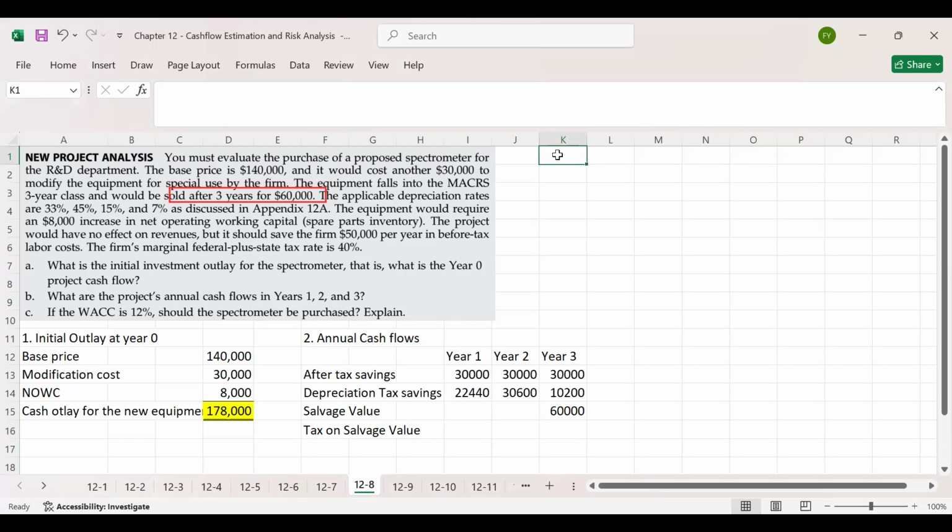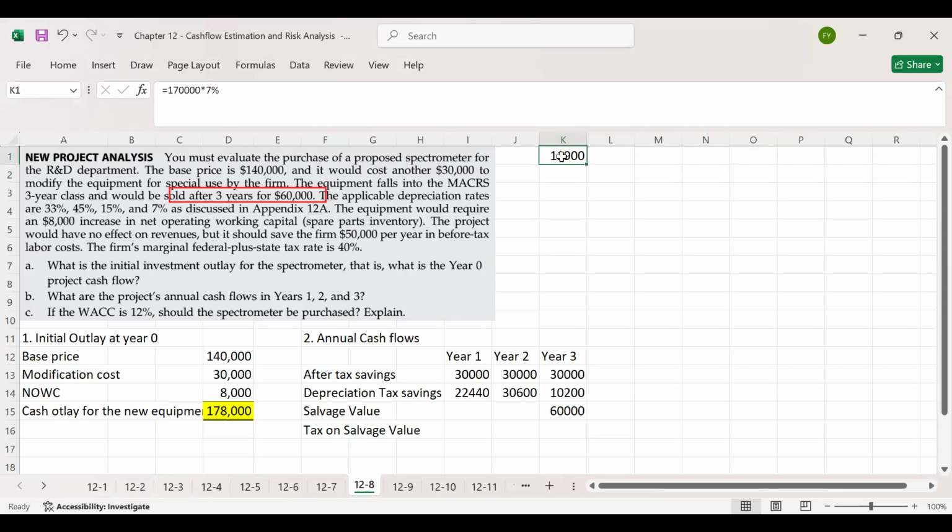Here is the supporting calculation. You can see 170,000 into 7%, which is 11,900. This is just like depreciation tax saving. We have calculated 33% and so on. So this is the book value.